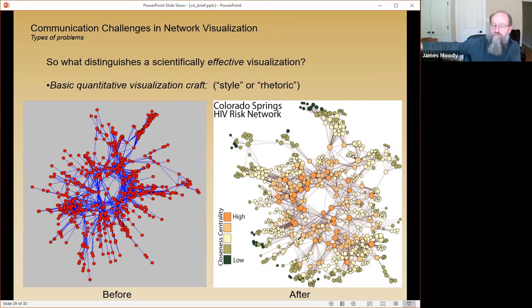Now, there's a whole thing we can do on colors and size and line weights and things like this. But I tend to think that anything you can do to help make an image crisp and clean with reinforced elements. So in this case, degree, closeness, centrality, and color all reinforce the same amount of information about whether you're at the middle of this ring or the outside of it.